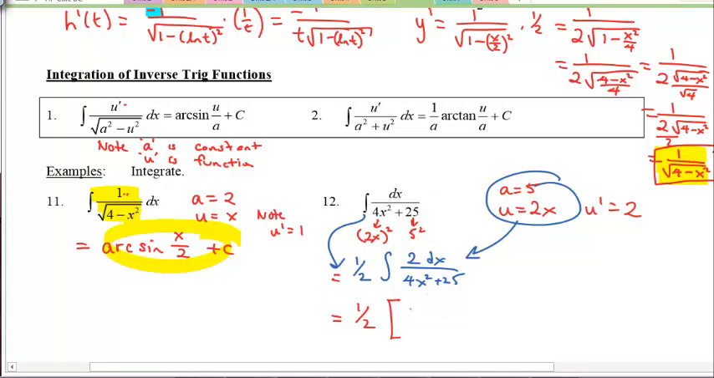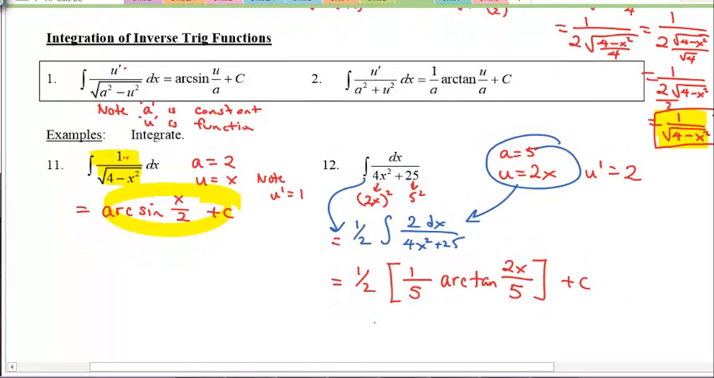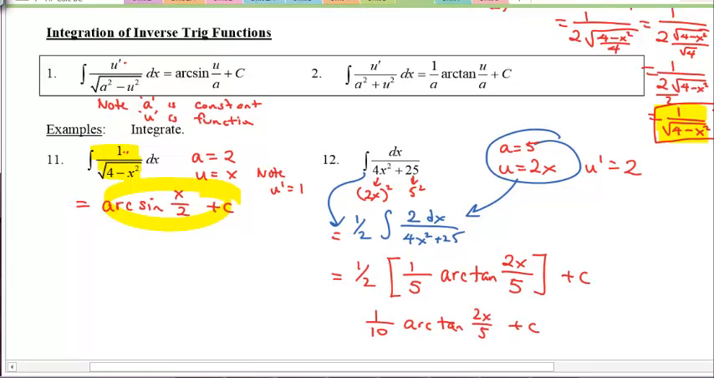It's 1 over a, so 1 over 5, arctangent of u, which is 2x, over the value of a, which is 5, and then plus c. So of course 1/2 times 1/5 is 1/10, arctangent of 2x over 5, and you can call it plus c or plus d, whatever you wish, doesn't matter. Okay.